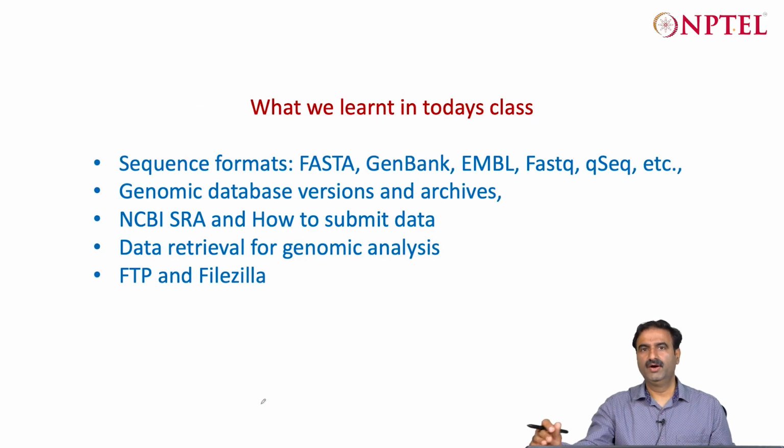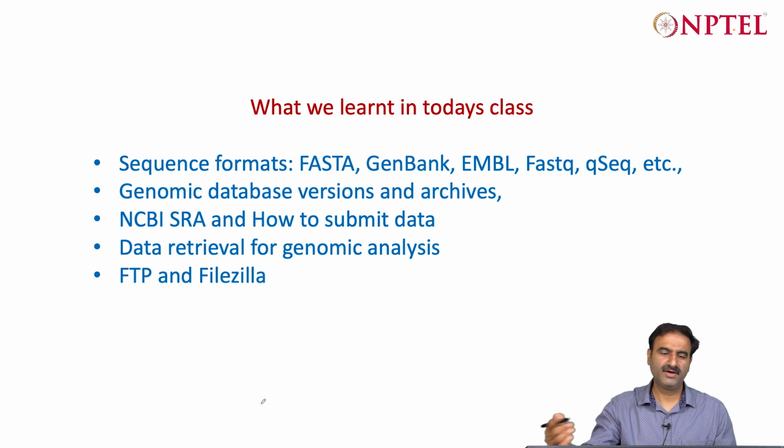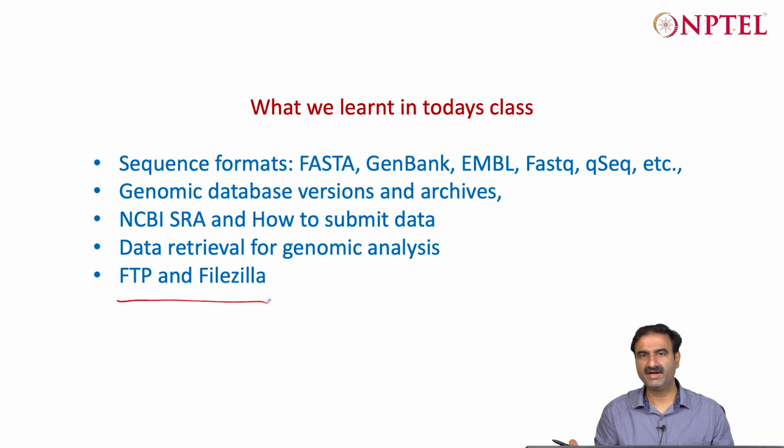So what we learned in today's lecture is what the different sequence formats are. The commonly used ones are FASTA format, Genomic format, EMBL, FASTQ. And the different genomic databases, particularly NCBI, and what we mean by the sequence archives, the release date, and other summaries of the sequence. NCBI SRA, the Sequence Read Archive, and how to submit the data and retrieve the data from there, and two common applications for this, which are FTP and FileZilla. So this is all for today's class. Thank you.